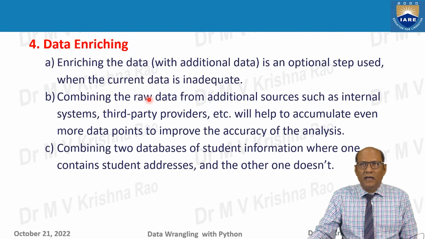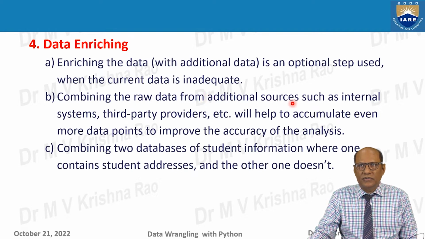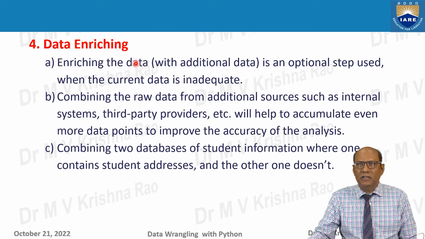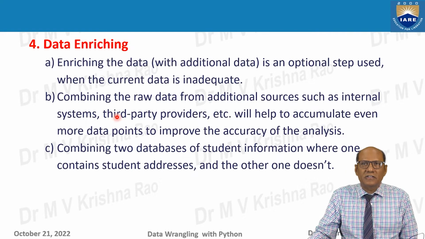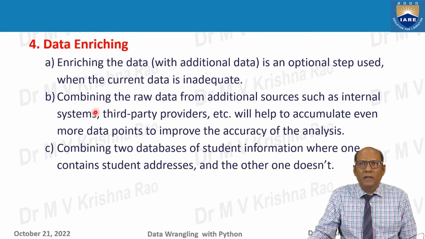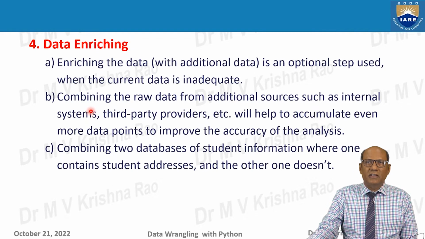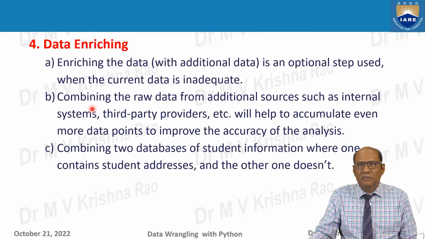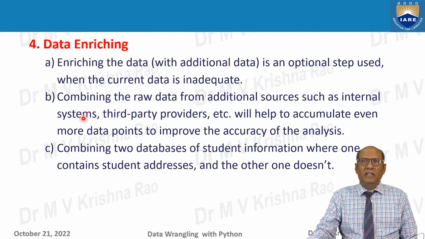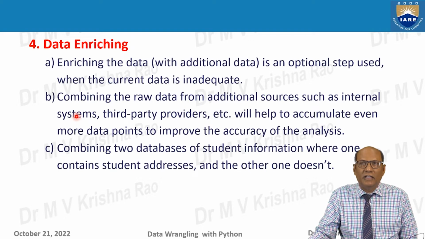Then combining the raw data from additional sources such as internal systems, third-party providers, etc. This will help us accumulate even more data points, to improve the accuracy of the analysis. Internal systems means in an organization we must be having different data. There may be surveys taken from the employees, or from the customers by different departments. For example, the sales department and the service department have taken data from the same set of customers. Then you can combine them.